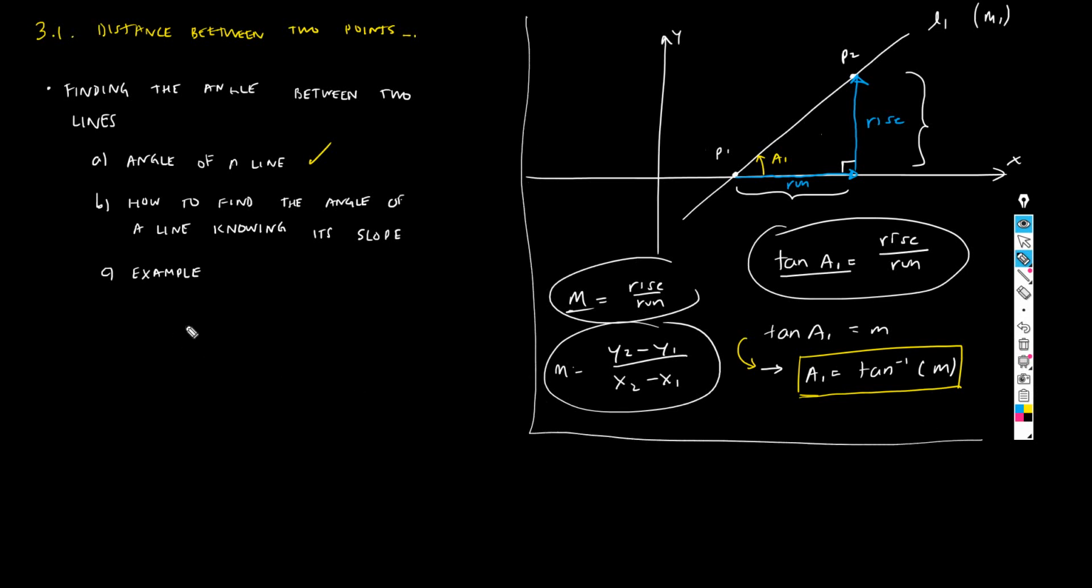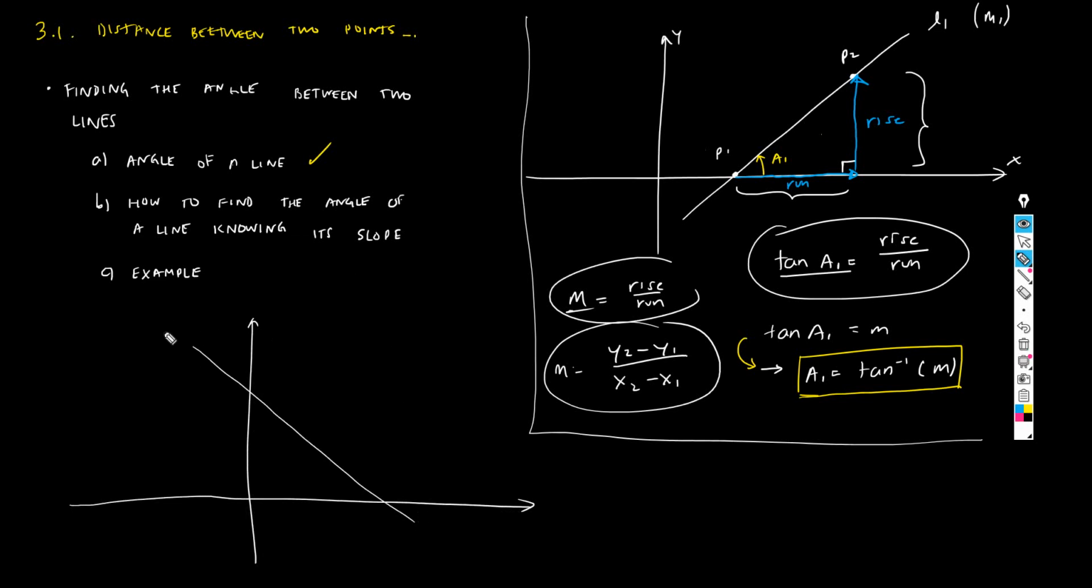Okay, and now I'm gonna tell you how to get the same angle for a line which goes in this direction, a line that has a negative slope. For example, this one. Okay, this line, which I can call line 2, has a negative slope. And what is its angle? Its angle is this one. This is the angle 2.